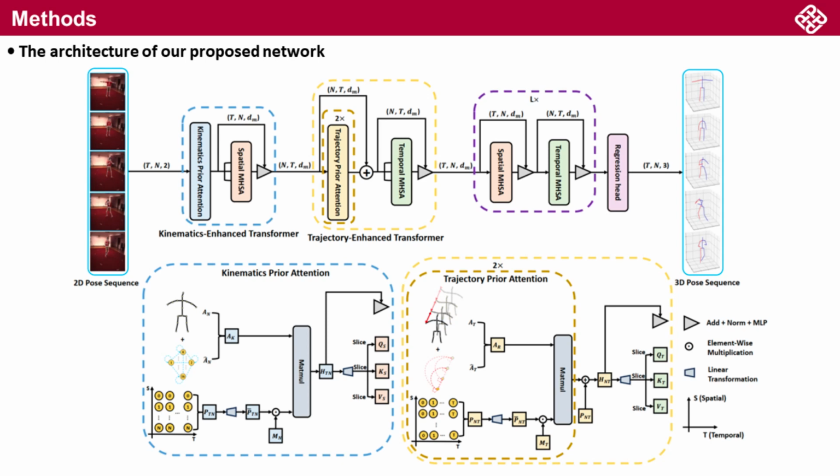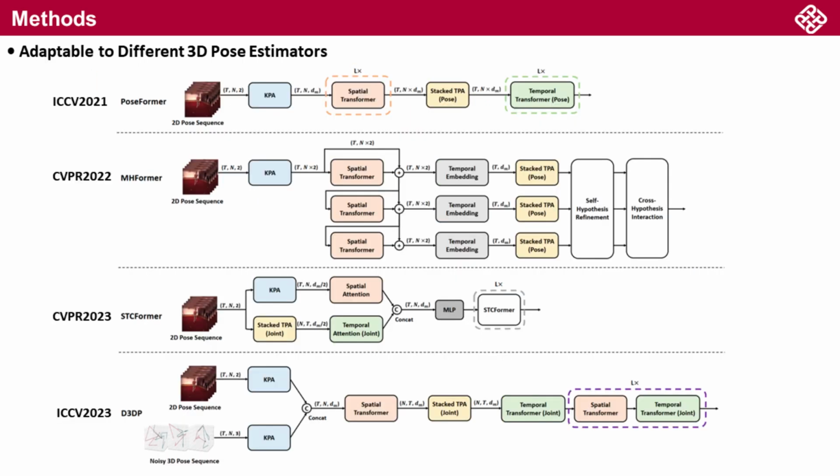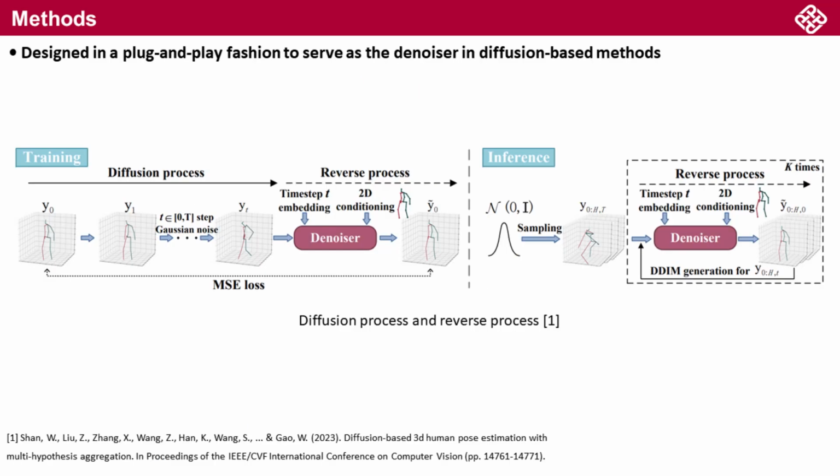The KPA and TPA modules are combined with vanilla multi-head self-attention mechanisms and MLP to form the kinematics and trajectory prior knowledge enhanced transformer, KTPFormer, for 3D pose estimation. Besides, KPA and TPA are designed as lightweight plug-and-play modules, which can be integrated into various transformer-based methods, including diffusion-based, for 3D pose estimation. For example, we introduce a diffusion process to our KTPFormer and use it as the denoiser.